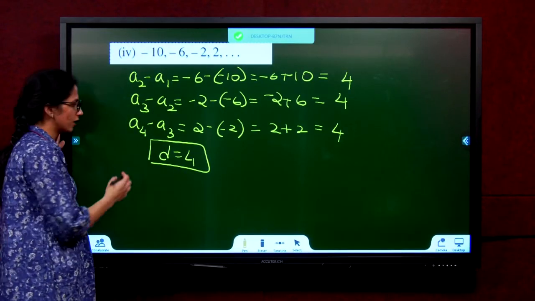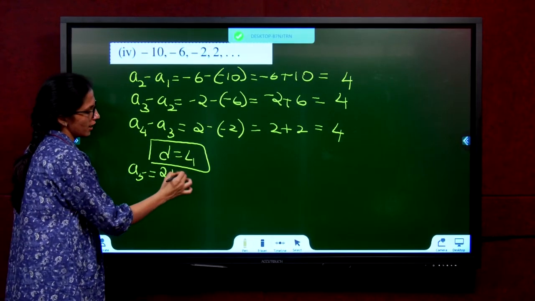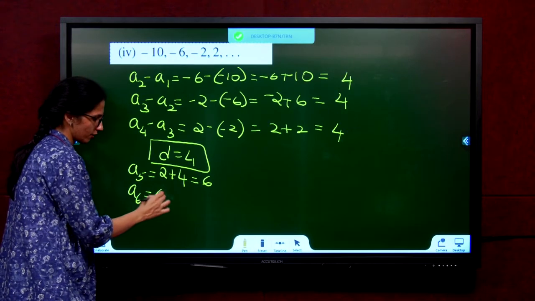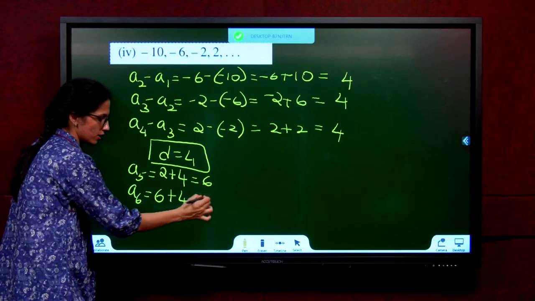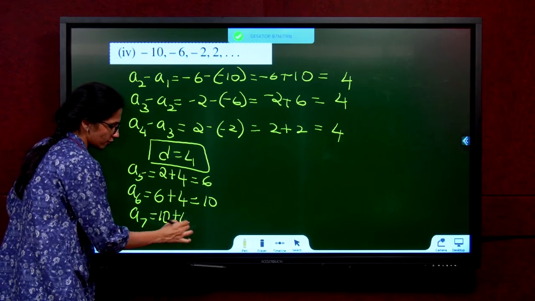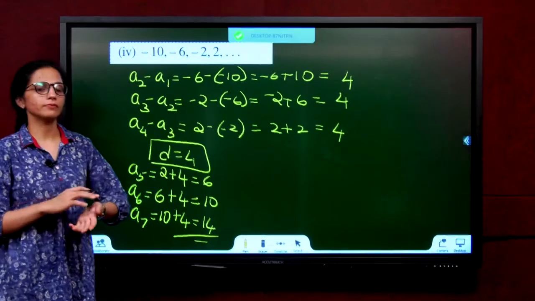Now find the next few terms. A5, what is A4? 2. To that you add 4, 6. A6, you have 6, to that you add 4, 10. You have 10, to that you add 4, 14. These are the next three terms of your AP.